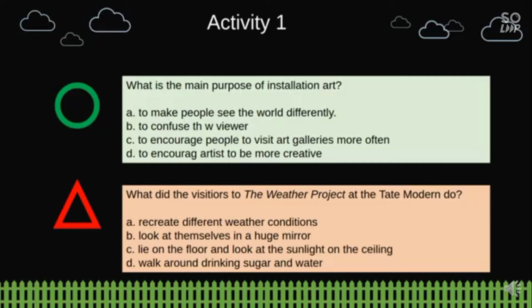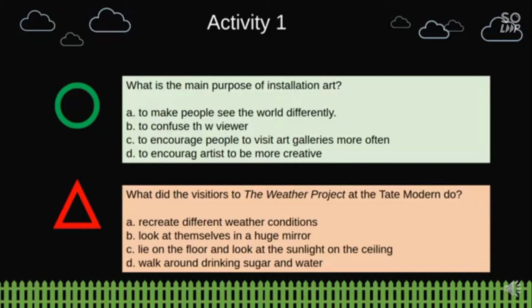Okay, so next we move on to activity one. Activity one is, what is the main purpose of installation art? You can guess this. You can write down your answer in the comment below. You can write in your notebook so that we can do this together.